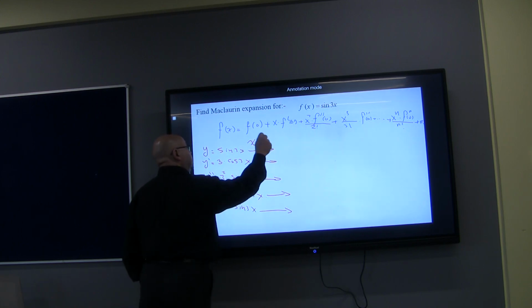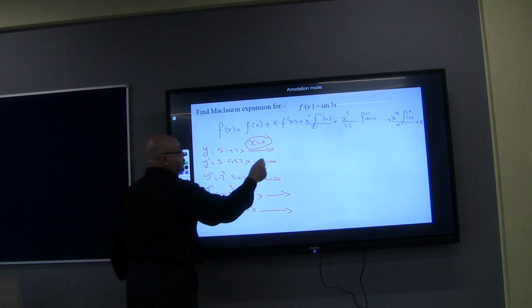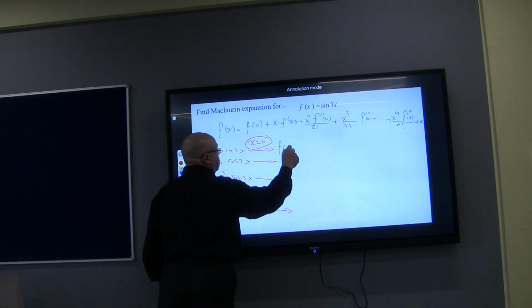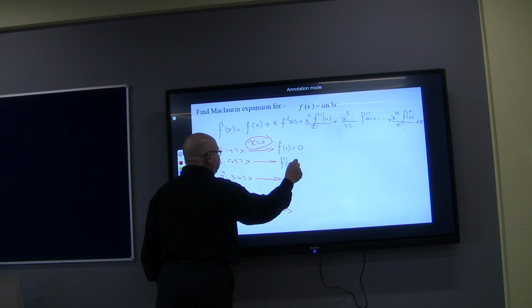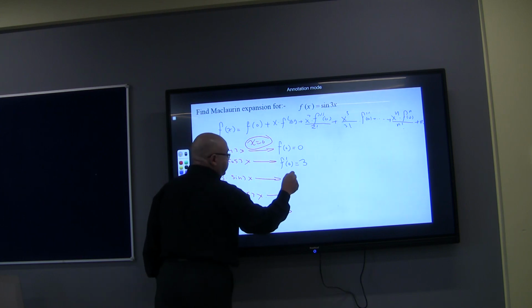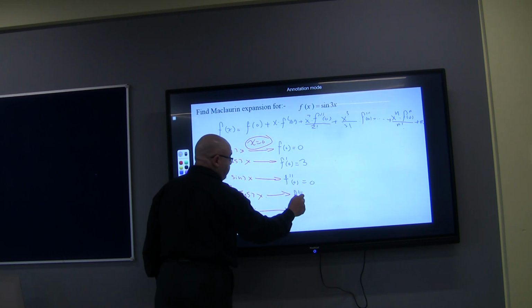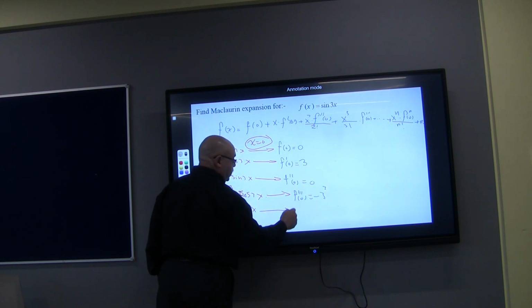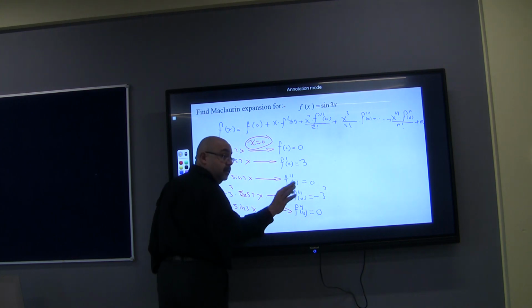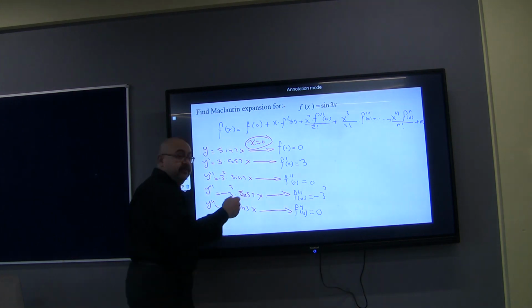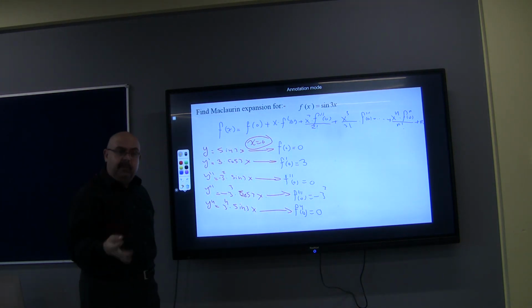Let's insert x equal to 0. لما احط x ب 0 هيدي لك f at 0 which is gonna equal 0. Then it will give you f dash at 0 which is gonna be 3. بعدين هيدي لك f double dash at 0 which is gonna be 0. بعدين it will give you f triple dash at 0 which is gonna be negative 3 to the power of 3. بعدين you will have f4 of 0 which is gonna be 0. Then you will have f5 which is going to be 3 to the power of 5, positive.